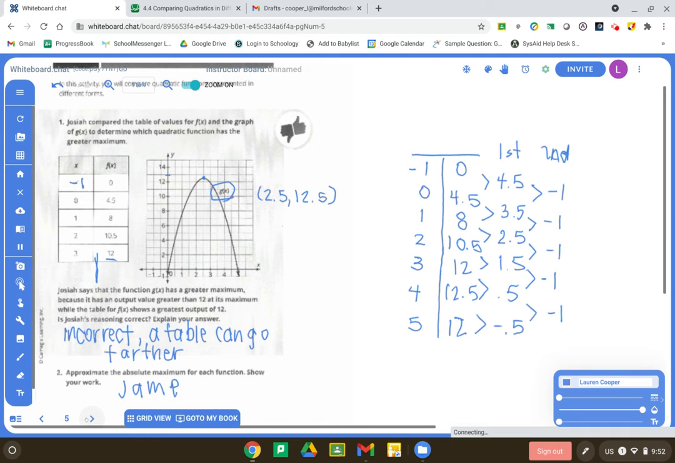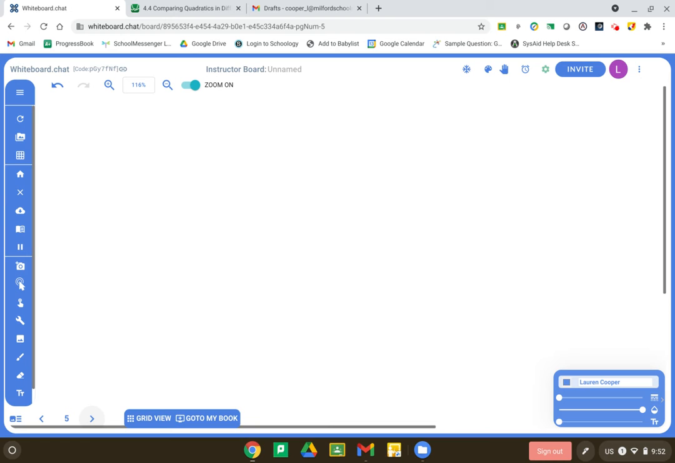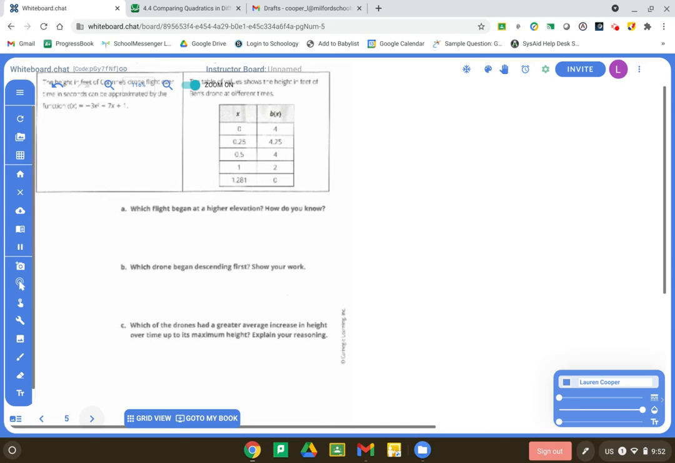Okay, let's go to the next one. All right, so now we're talking about drone flights. They're flying drones. So we have a Corinne's drone and Ben's drone. They're just in different spots. It says, which flight began at a higher elevation and how do you know?